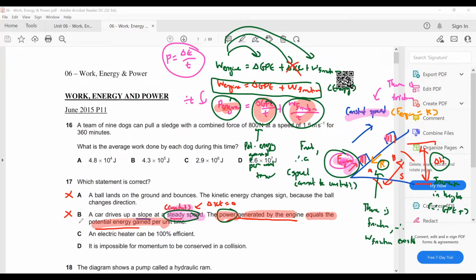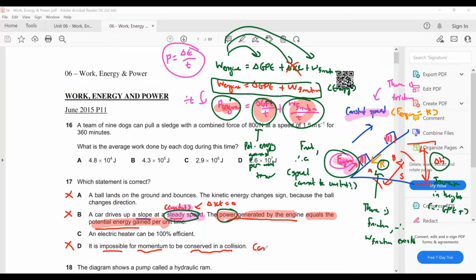Okay, then I move on to the next statement. Answer choice D is definitely wrong. This one has definitely nothing to do with energy at all. It's impossible for momentum to be conserved in a collision. This is a weird one because it's not talking about energy, it's talking about momentum. But even if you consider it as it is, they say momentum is not conserved in a collision. It's impossible. This is wrong.